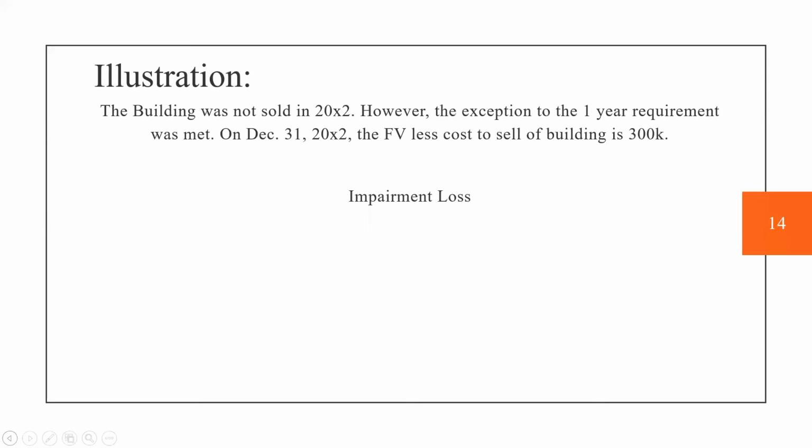In this next illustration, kailangan naman natin kunin yung impairment loss ng 2002. And we can get that by subtracting fair value less cost to sell ng 2001 and fair value less cost to sell ng 2002, which is 425,000 less 300,000. We can get 125,000 as impairment loss ng 2002.